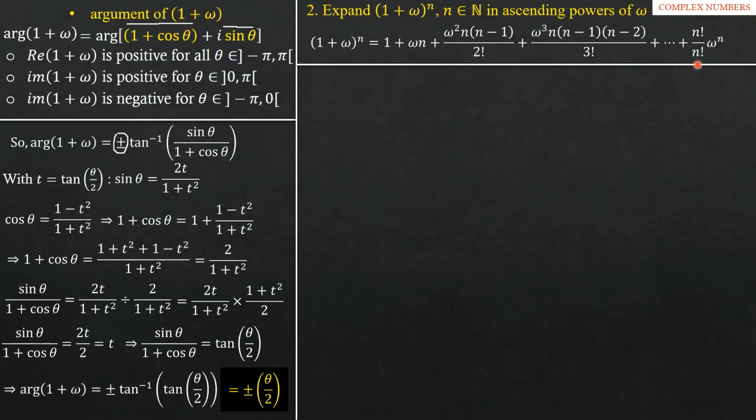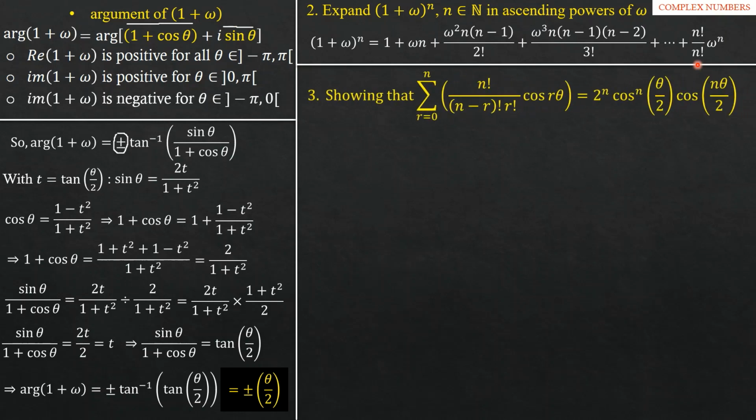Okay, now the third part, we are now asked to show that the sum from r equals 0 to n of n factorial over n minus r, all that factorial, times r factorial, times the cosine of r theta, is equal to 2 raised to the power n, cos raised to the power n of theta on 2, cos of n theta on 2. Okay, so follow keenly, because things become a little bit complicated here at the beginning, but when we are going to be ending, you see how we took a very complicated question to a very, very simple question with the approach.